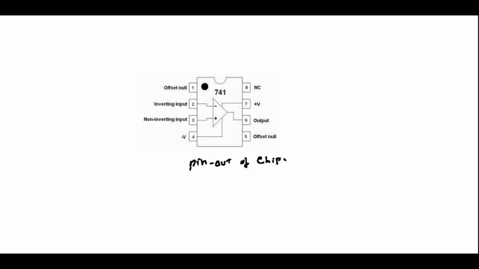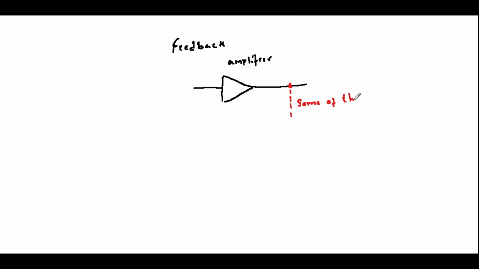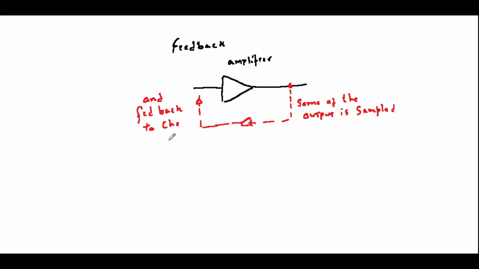When op-amps are used, they are usually wired up to some external components which provide feedback. Feedback is where some of the output of a circuit is taken and fed back to the input, as shown on the diagram on the screen. In the next couple of videos, we'll discuss feedback before we have a look at real op-amp circuits.